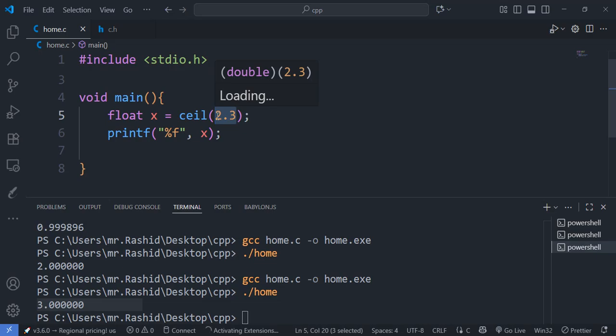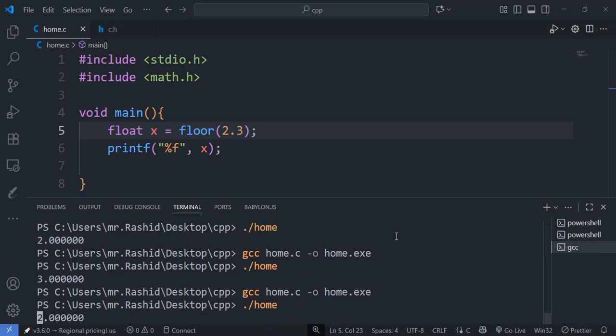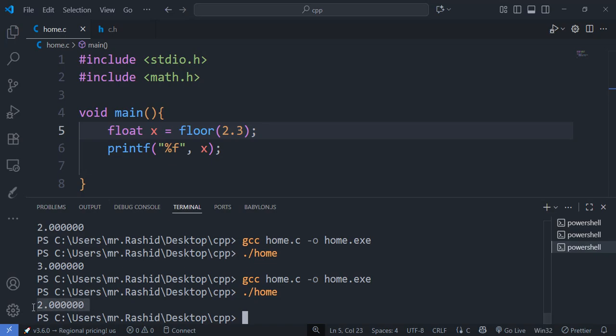Let us see how we can use another one, which is called floor. It is the opposite of ceil. Ceil rounds up to the nearest integer, but floor rounds down to the nearest integer. So let us use floor here like that. If we save, compile, and run, as you can see, we get 2. It rounds down to the nearest integer.